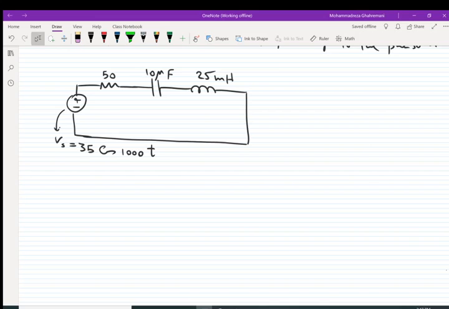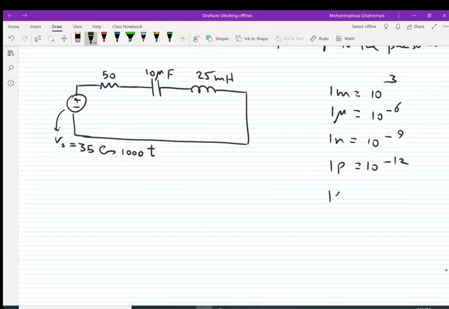The first thing I want to tell you: 1 milli is 10 to the negative 3, 1 micro is 10 to the negative 6, 1 nano is 10 to the negative 9, 1 pico is 10 to the negative 12, and 1 femto is 10 to the negative 15. Okay, so we should know these numbers, these conversions.